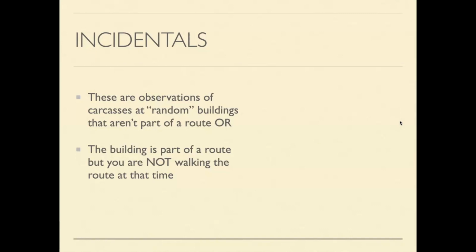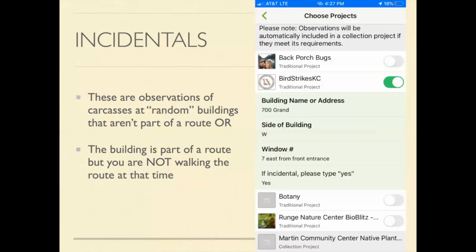So again, just buildings that aren't part of a route, or if you are in an area for a completely different reason, you are not on survey, you are not walking the route, and you happen to find a bird, that is also an incidental. So the easiest way to remember it is, if you're not doing a survey and you're not on a route for a survey, that's an incidental. And we have a way to enter that as well.